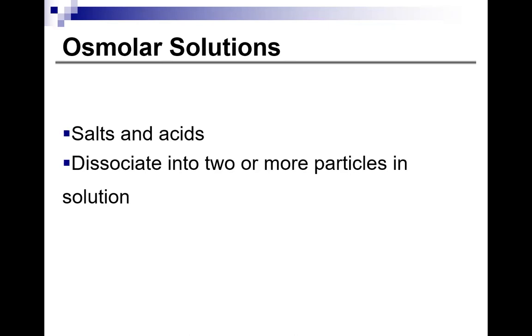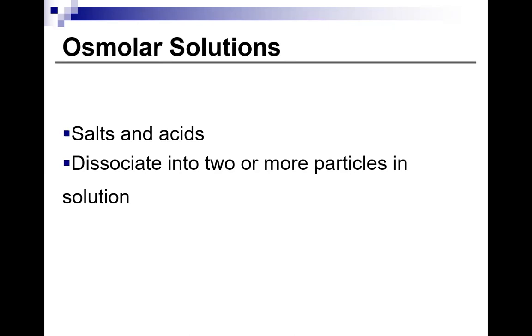Or if you had magnesium chloride, magnesium is a +2, chlorine is a -1, so the chemical formula would be MgCl2. If you put magnesium chloride into solution and it dissociates, you get 1 magnesium and 2 chlorine, so that's 3 particles. So if you have something that's ionic, like a salt, a metal with a nonmetal, that dissociates into however many components you have in that, or an acid.